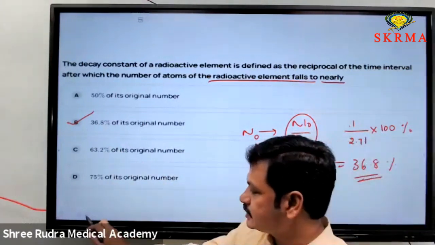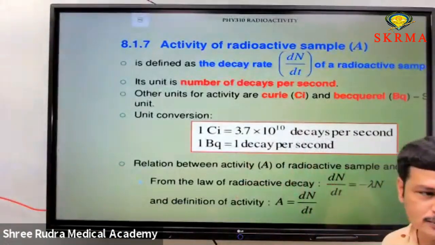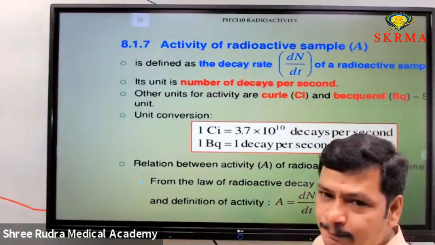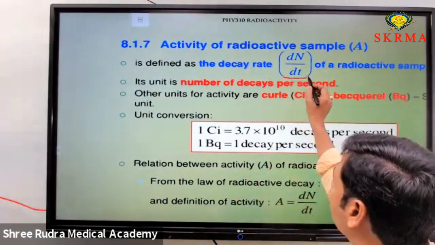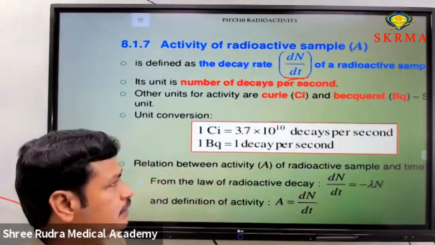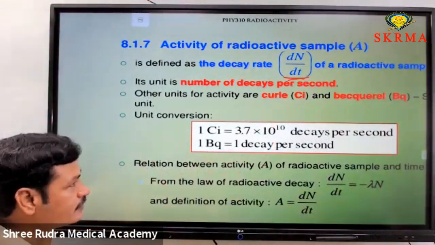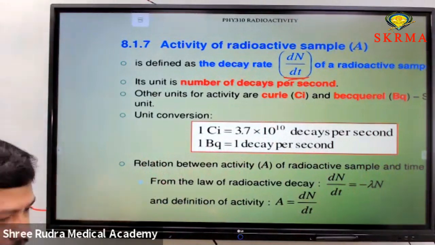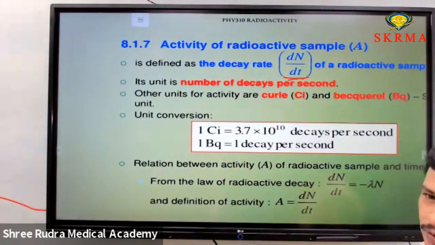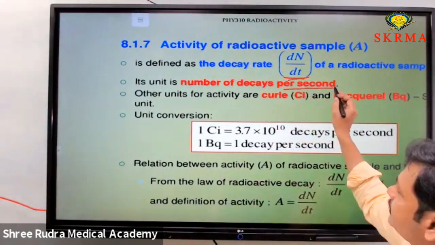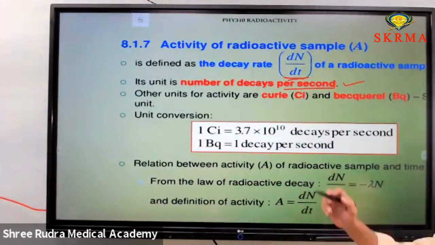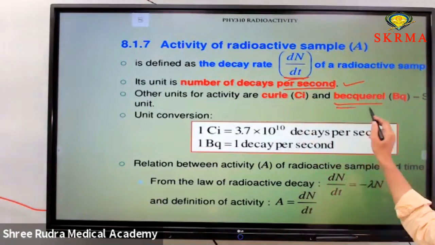Let's move to the next concept. Activity. What is activity? The activity of a radioactive sample represents how the disintegration takes place with time. That is dN by dt. The dN by dt factor represents the activity of nuclei. It is the number of decays or disintegrations per second. That is the basic unit of dN by dt. It can be expressed as 1 decay per second is 1 becquerel.